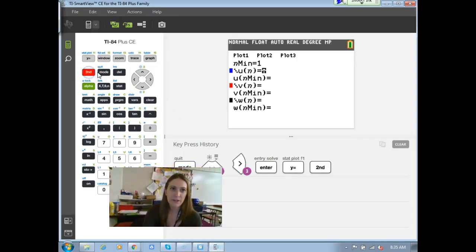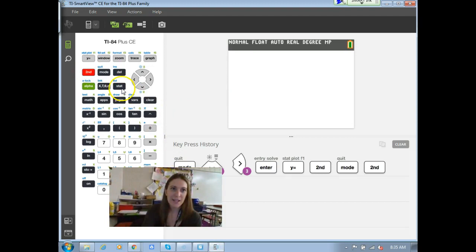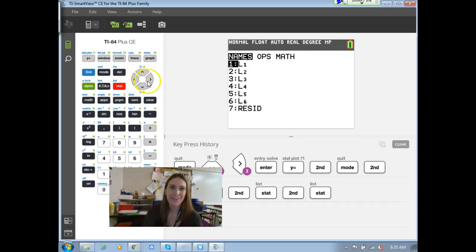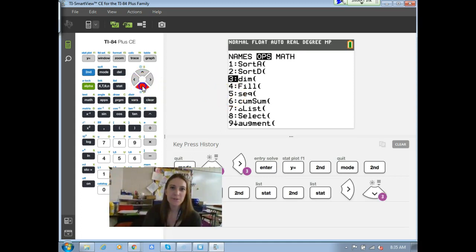So, sorry, this is not the right screen. All right, so go second list. Try again. Second stat. There we go. Go over to ops and then find sequential or sequence.